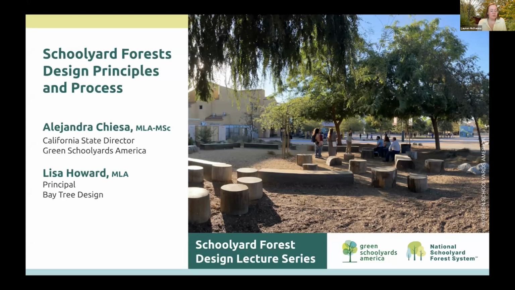Before joining Green Schoolyards America, Alejandra served as the Bay Area Program Director at the Trust for Public Land for over a decade. In this role, she worked extensively with communities and agency partners to create open spaces and advance park and health equity. Alejandra has over 20 years of experience as a landscape architect and holds a master's in biology and landscape architecture from the University of Michigan.